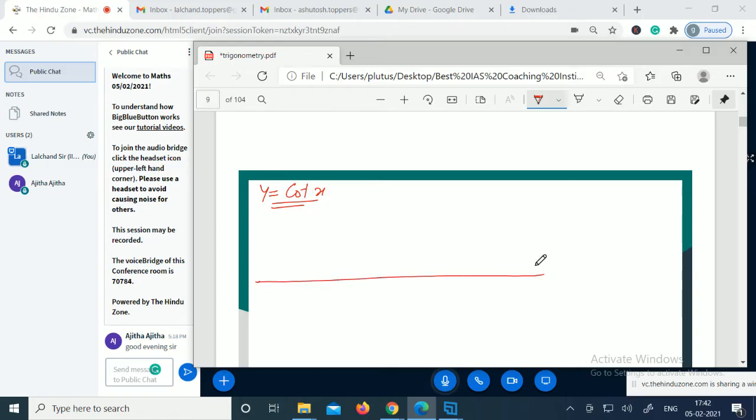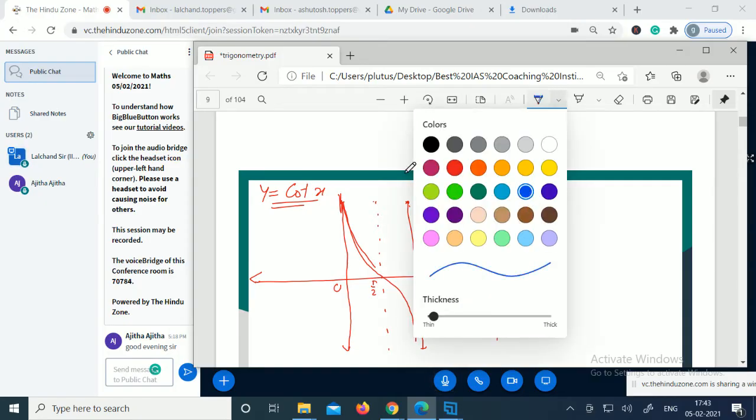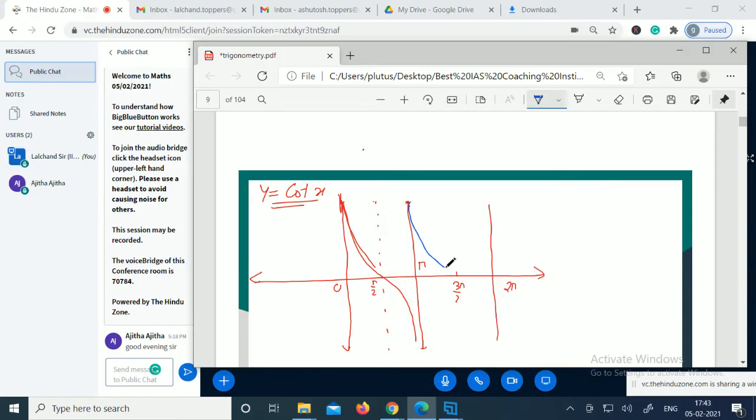The cot plot is similar to tan x, but here is pi, so it's like that, this way. Okay, because cot is not defined at 0 and pi. Again in the next interval up to 2 pi, here is 3 pi by 2. The cot plot is similar to this pattern, this way. There is a line over here.